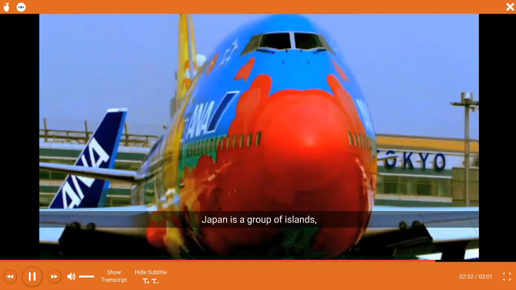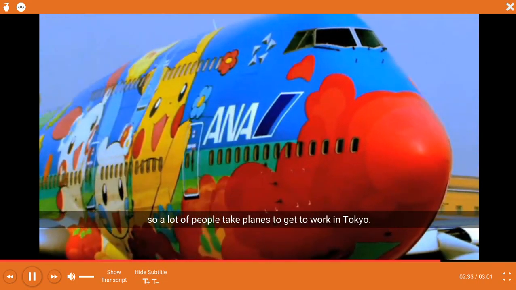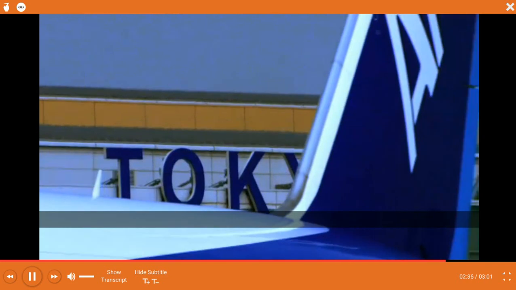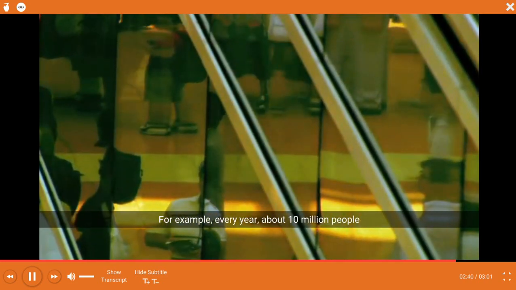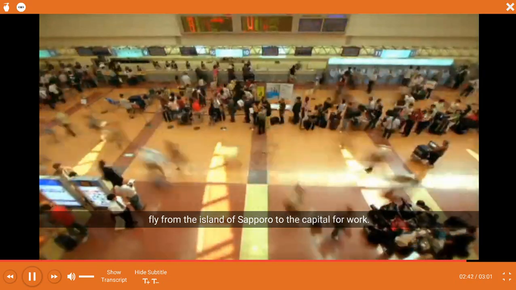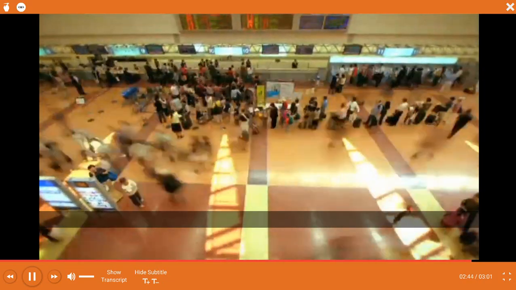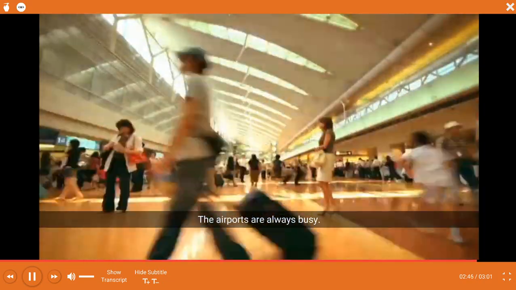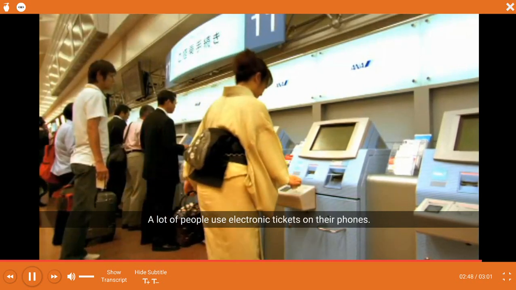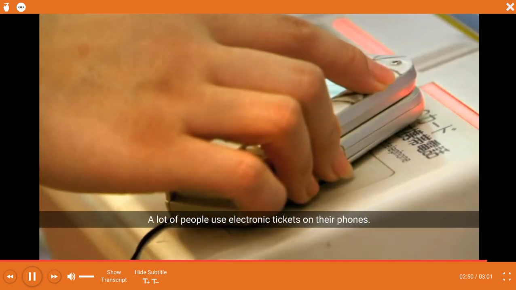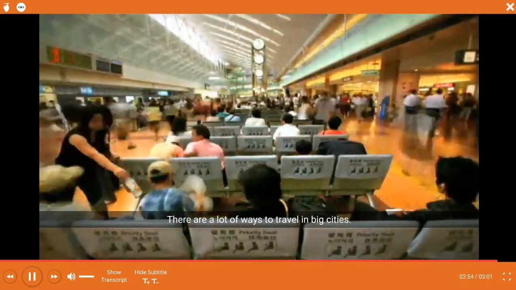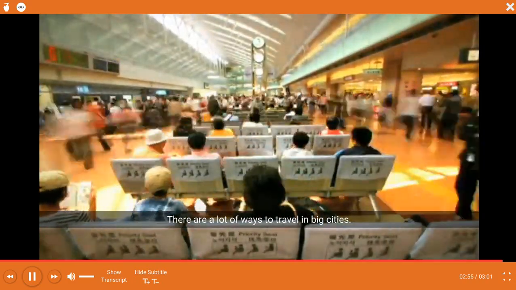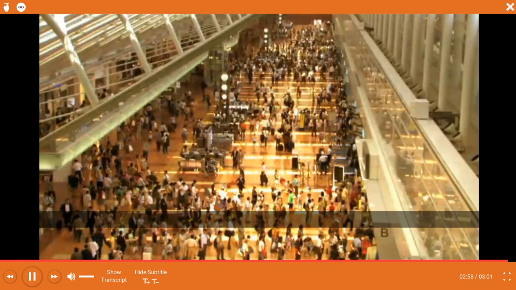Japan is a group of islands, so a lot of people take planes to get to work in Tokyo. For example, every year about 10 million people fly from the island of Sapporo to the capital for work. The airports are always busy. A lot of people use electronic tickets on their phones. It's very fast. There are a lot of ways to travel in big cities. How do you do it?